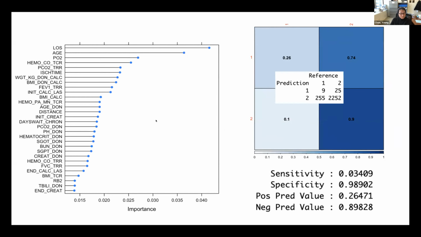So you can see, what is here, LOS? LOS is length of hospital stay, and age is age, PO2 is O2 saturation, hemo. And is this just lung? Yeah, it's in lung transplantation. Oh, okay. Yeah, anyway, the predictive model also lacks accuracy.